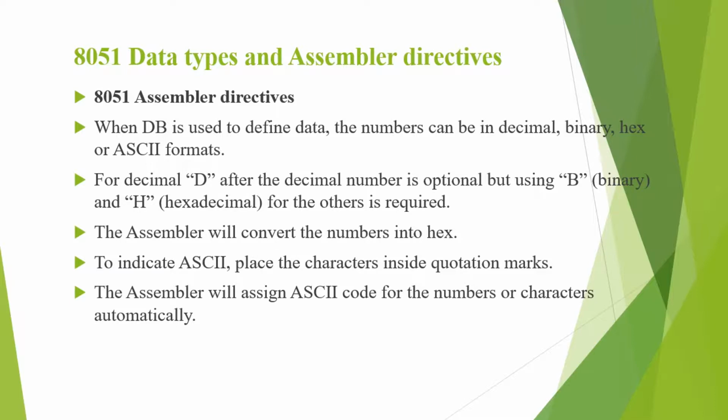So when the DB directive is used to define data, the numbers can be in decimal, binary, hexa or ASCII format. So when the number is in decimal, mentioning D after the number is optional. But when it is a binary number or hexadecimal number, B or H has to be mentioned. Although any number format is used, the assembler will convert the numbers into hexa. To indicate ASCII value, the characters will be placed inside the quotation mark, and the assembler will assign ASCII code for the numbers or characters automatically.